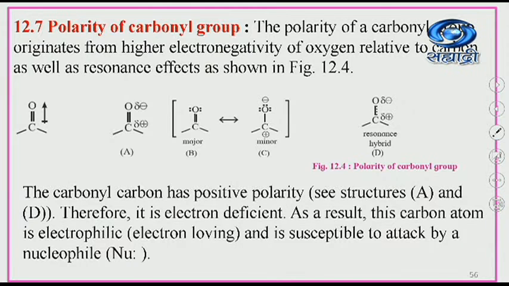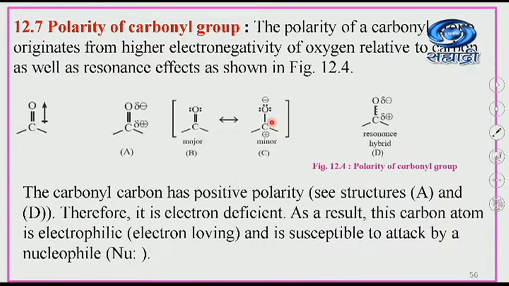In figure B, the carbonyl carbon is double bonded to oxygen, and the oxygen carries two lone pairs of electrons. So it shows the resonance structures of this carbonyl group. Here the carbonyl carbon carries the partial positive charge, and there is one bond joined to the carbonyl oxygen, which carries three lone pairs of electrons and a partial minus charge. So this is a minor structure.